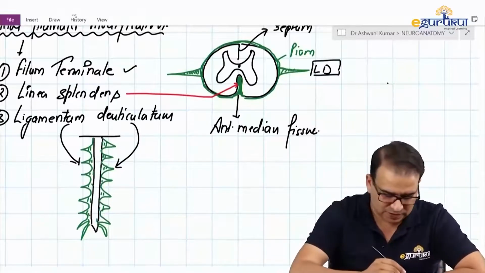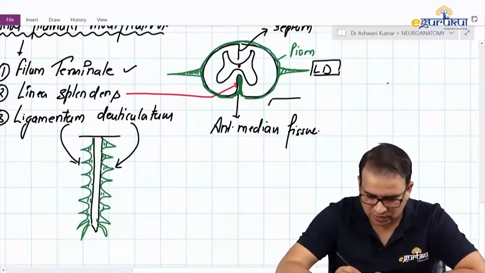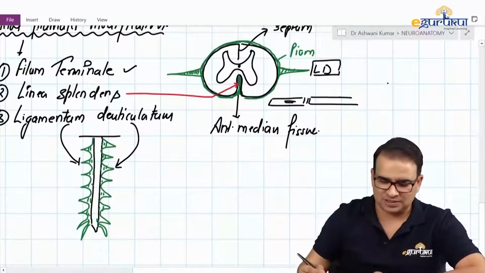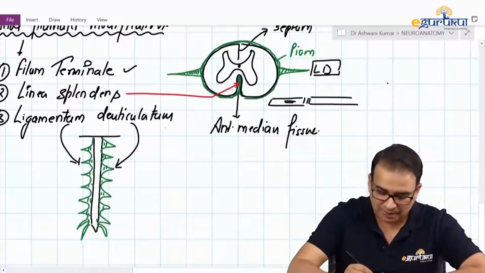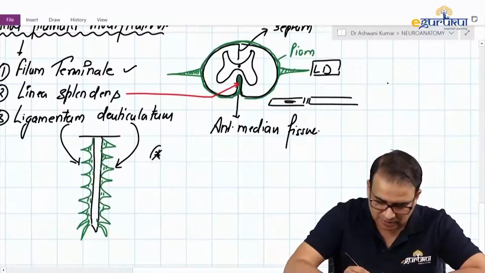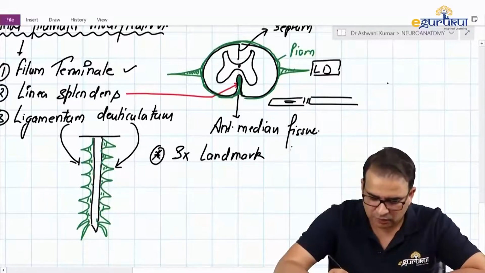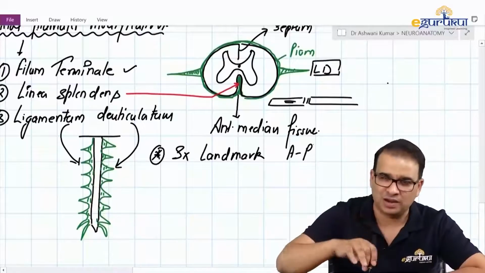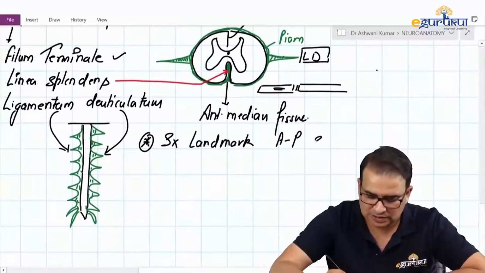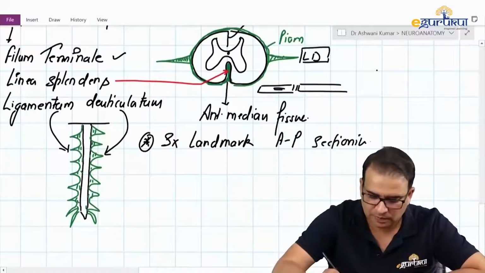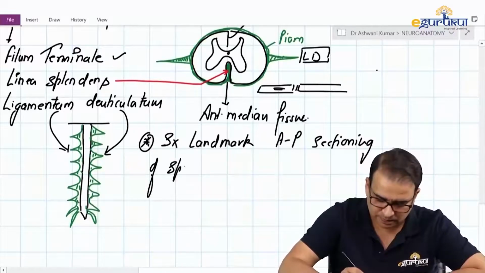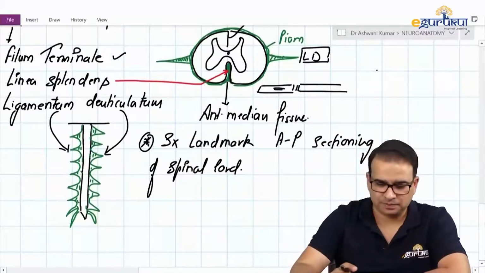And just so that you remember it, I'm drawing a scalpel here. If you're doing the anterior posterior sectioning of the spinal cord, this will act as a landmark. So I can write this: ligamentum denticulatum is a neurosurgical landmark for anterior posterior, or vice versa, posterior anterior, sectioning of the spinal cord.